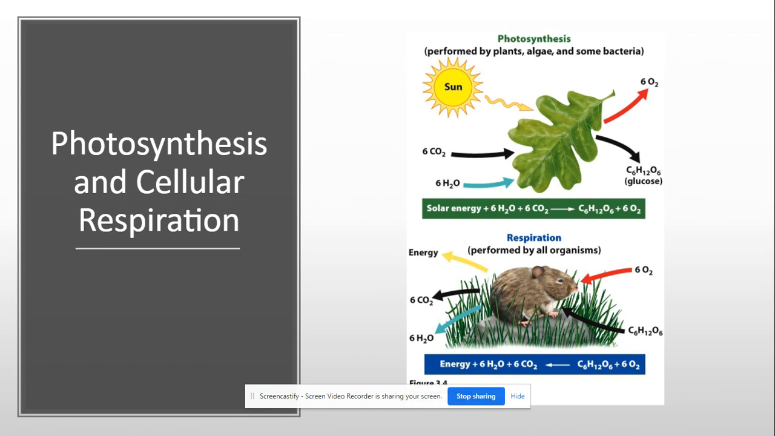It is then other organisms, and plants as well, that perform respiration. They are going to take in that oxygen produced from plants, consume those plants containing carbon, break that glucose down, and emit carbon dioxide and water, and then transfer that energy into cellular energy that they can use.